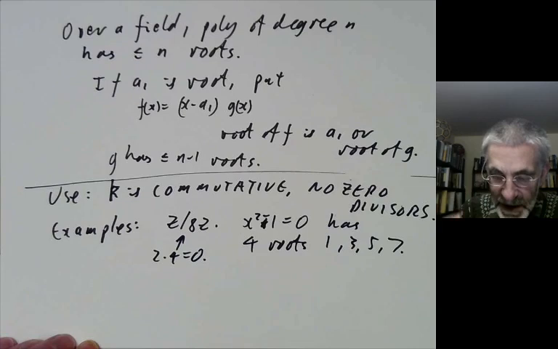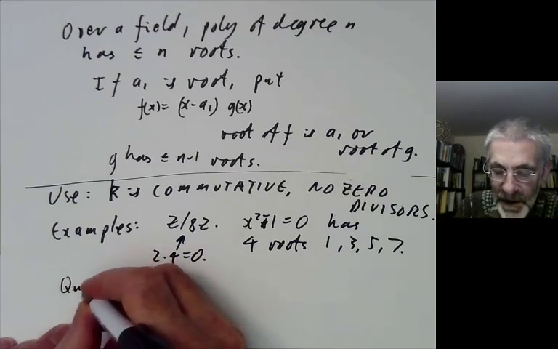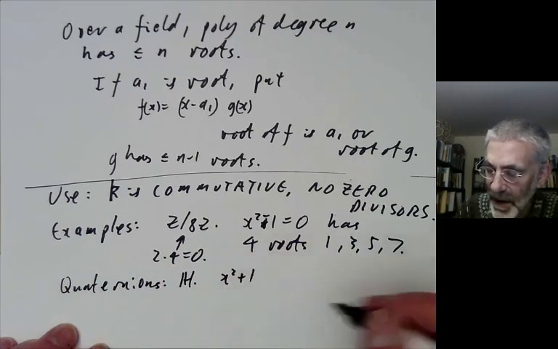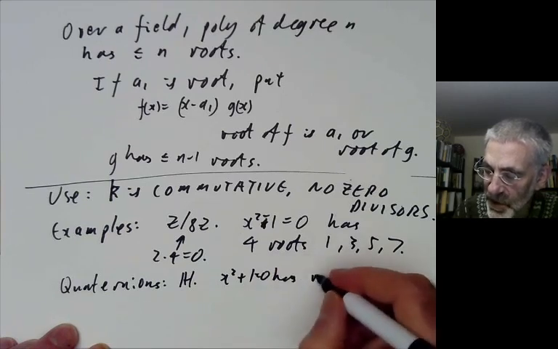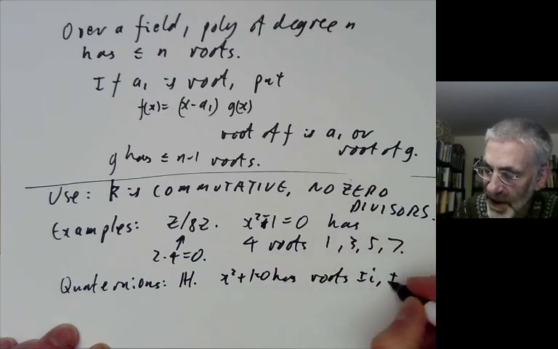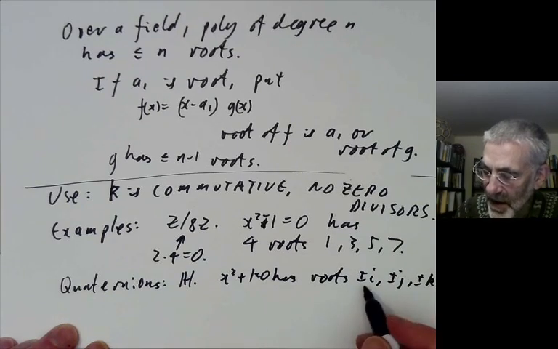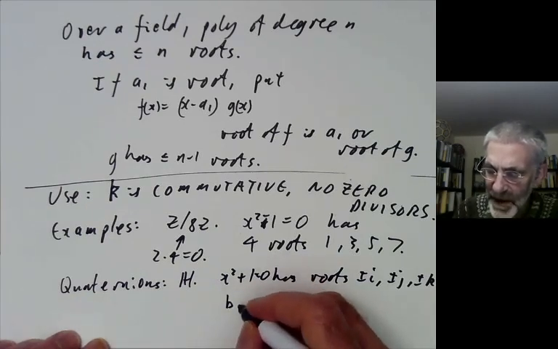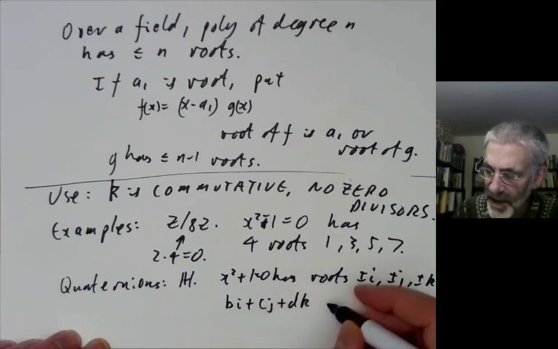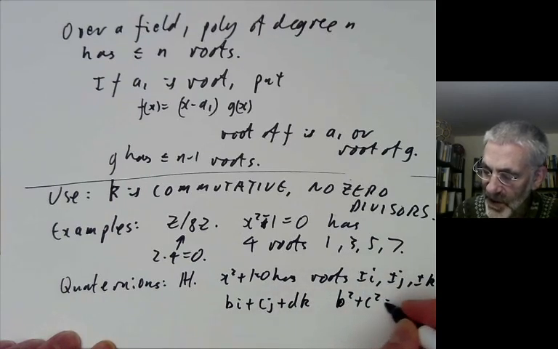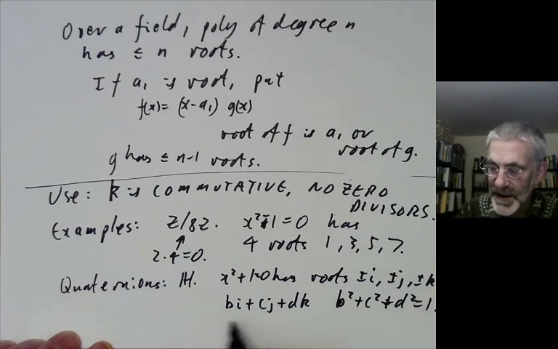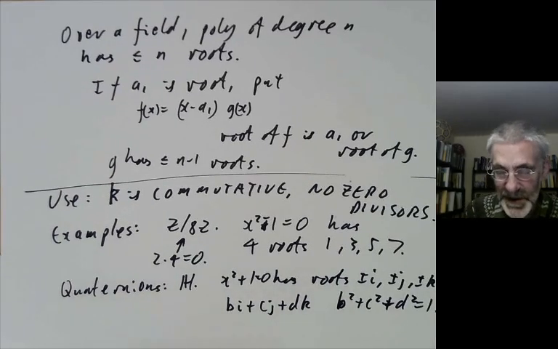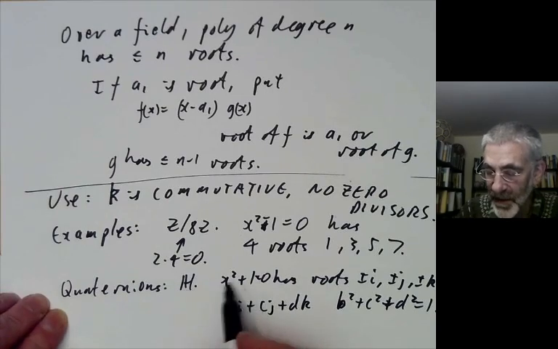Another example is if you take the ring of quaternions H, then x squared plus 1 equals 0 has roots plus or minus i, plus or minus j, plus or minus k. So there seem to be 6 roots. In fact, it's got a lot more roots than that, because anything of the form bi plus cj plus dk with b squared plus c squared plus d squared equals 1 is also a root of this. So there's an entire 2-dimensional sphere of roots, which gives you an uncountable number of roots of this polynomial.